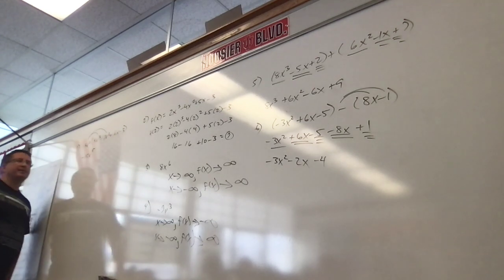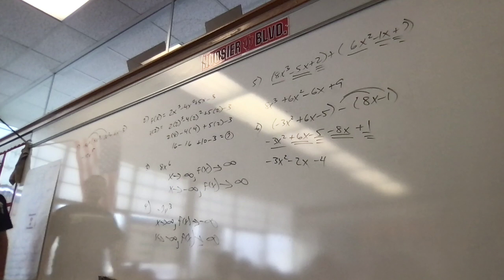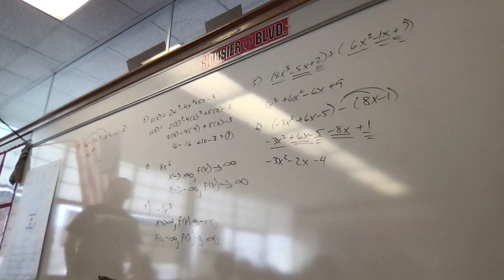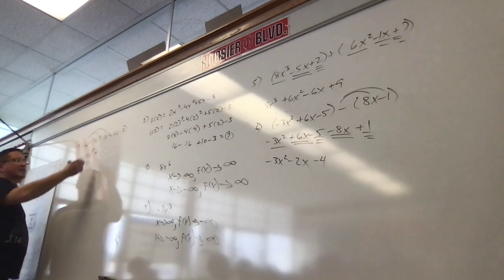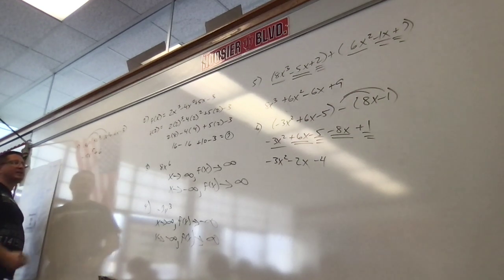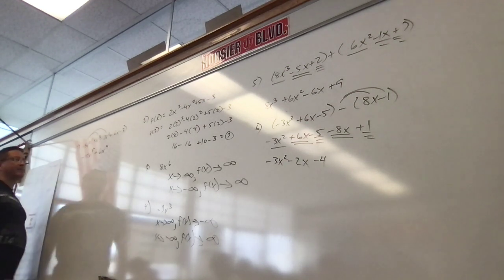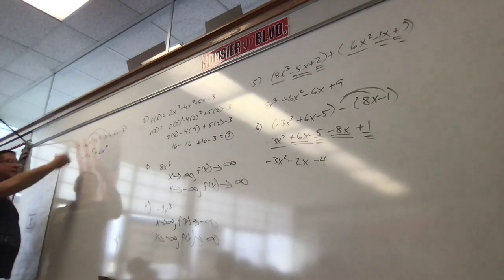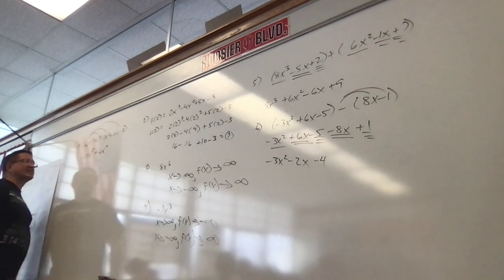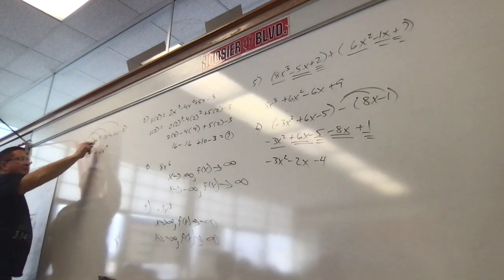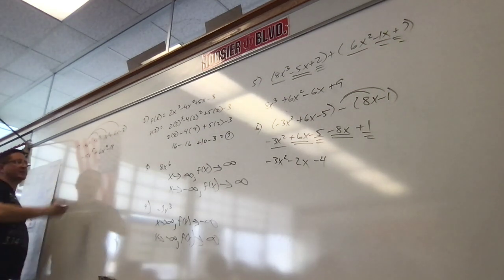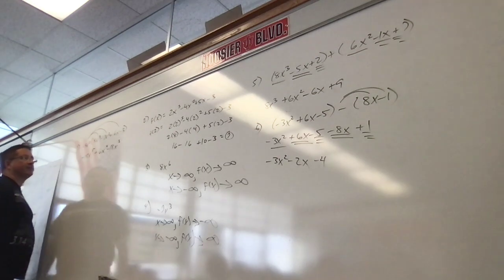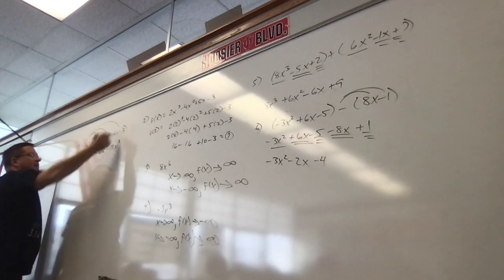Let's do the next one. What's negative 3x^2 times negative 2x^2? A negative times a negative? Positive. 3 times 2 is 6. x^2 times x^2 is x^4. Negative 3x squared times 6x. Negative 3 times 6 is negative 18. What's x^2 times x? x^3, because there's a 1 on this.